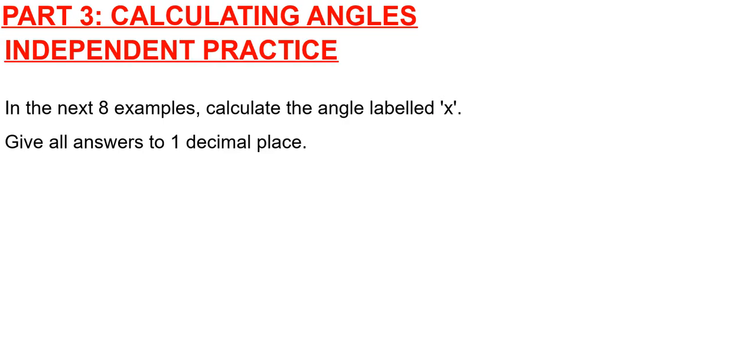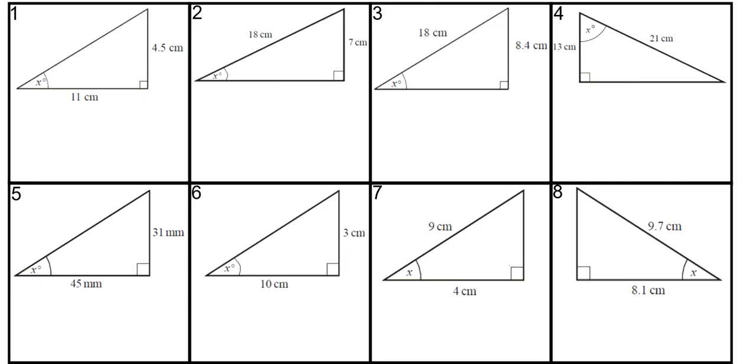So now in the next eight examples, I want you to calculate the angle labelled x and give all your answers to one decimal place. So here are the questions. Take your time with them. Label the sides. Label or underline the two sides you do know. Of those two sides you do know, pick if it's the SOH, the CAH, or the TOA. If it's a SOH triangle, it's going to be sin minus 1. If it's a CAH triangle, you're going to be pressing cos minus 1. If it's TOA, you're going to be pressing tan minus 1. Take your time, copy them down, and press pause. In a moment, I'm going to play the video and show you the answers to these. So press pause now, copy them down, and have a go.